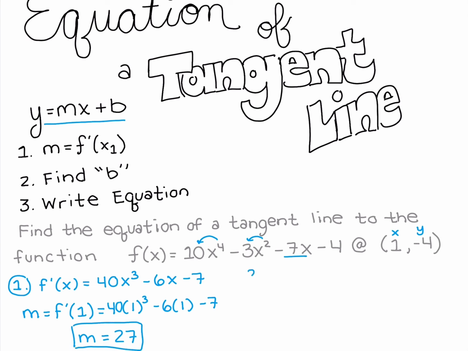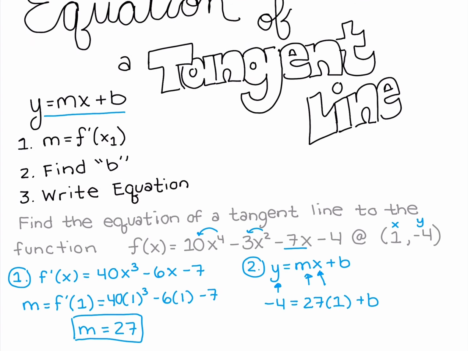The second step is to plug into y equals mx plus b to solve for b. We know everything except for b at this point because we're at the point 1 comma negative 4. So we know x and y, and we just found m is 27. So we're going to use those 3 pieces. First of all, the y value of that point is negative 4. The slope that we just found is 27. The x value of the point that we were given is 1, and we're solving for b. So that's the one thing we won't plug in for.